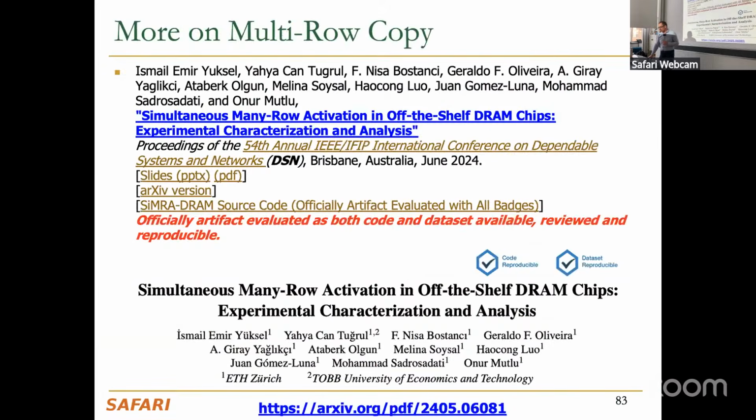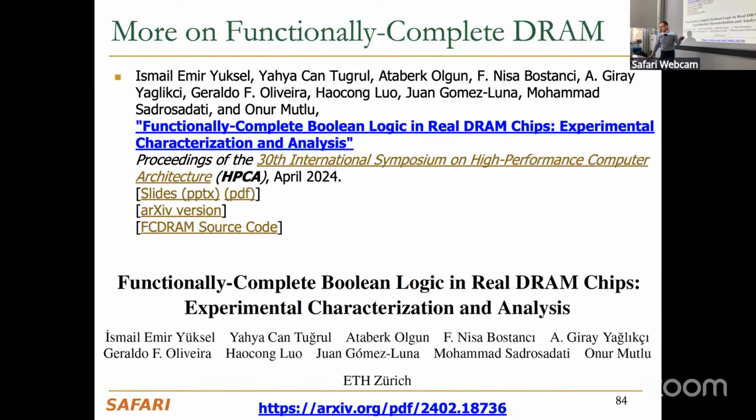So these are the papers. This is on multi-row copy. This paper also looks at the majority operations. So you can do majority 9, for example. And that can actually enable redundant copying of the data and doing the operation redundantly on 9 rows. And then you can actually get better reliability. And this is a functionally complete DRAM that Ismail can tell you more about.